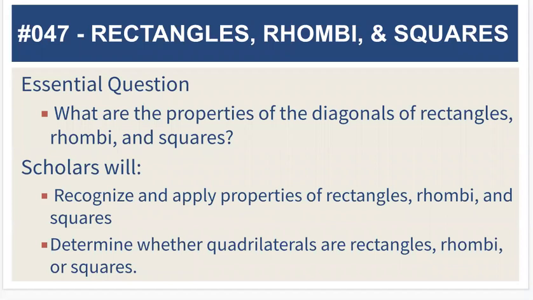Okay, so we are at number 47, rectangles, rhombi, and squares. And our days are a little bit off, but I'm not going to change the numbers because the notes are already done. So we're just leaving them like they are.